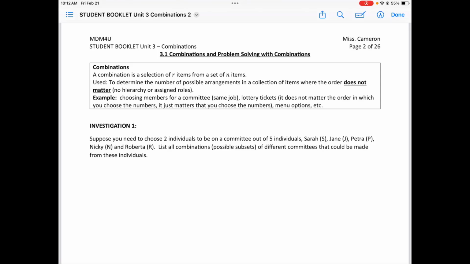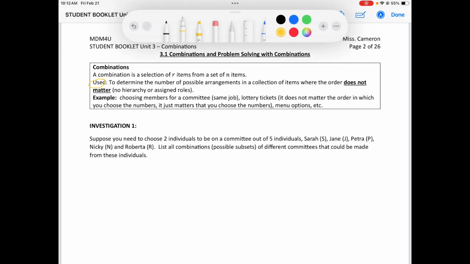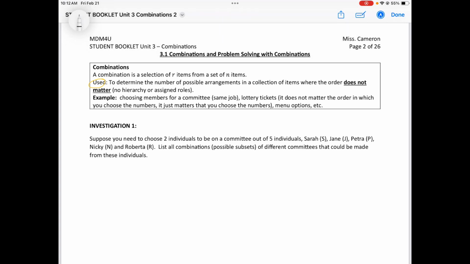3.1 Combinations and problem solving with combinations. So a combination is a selection of R items from a set of N items. So when is it used? It's used to determine the number of possible arrangements in a collection of items where the order does not matter. Okay, so Unit 3, order does not matter. Really highlight that in your brains.